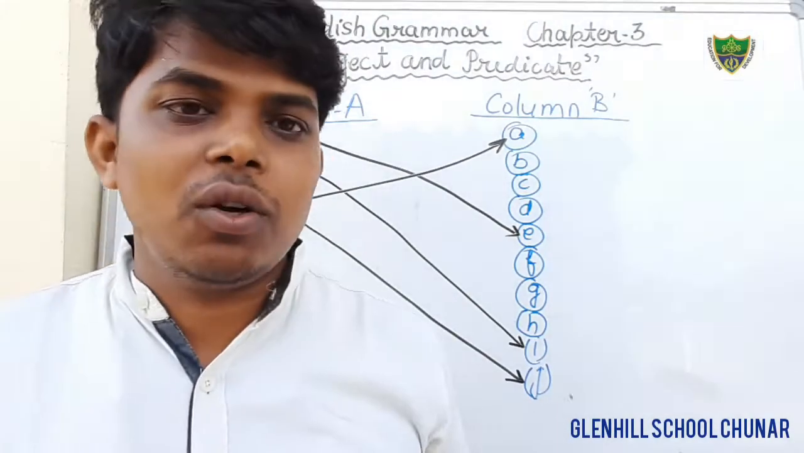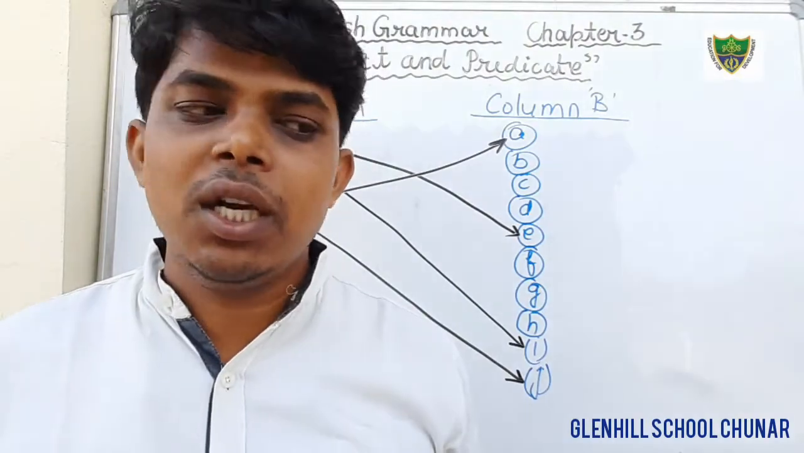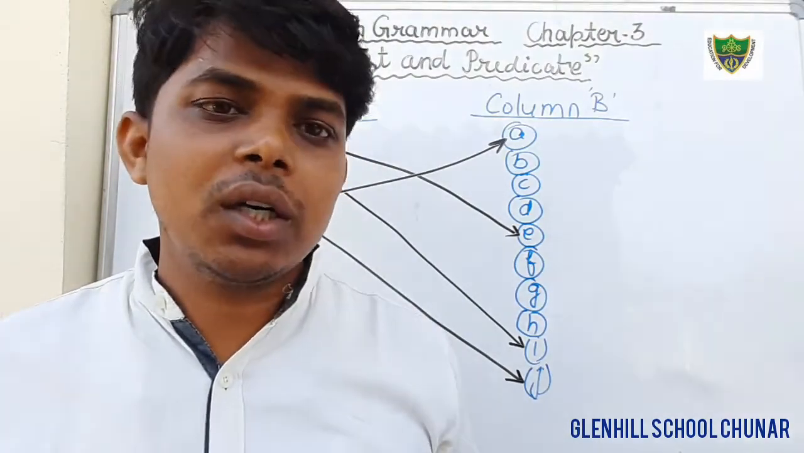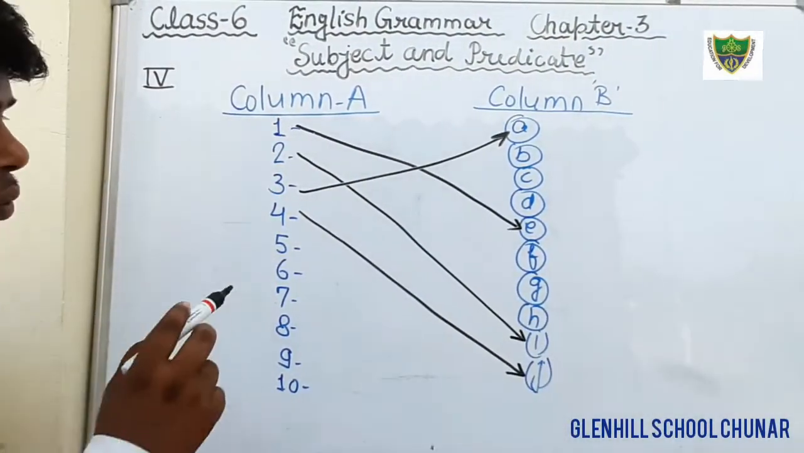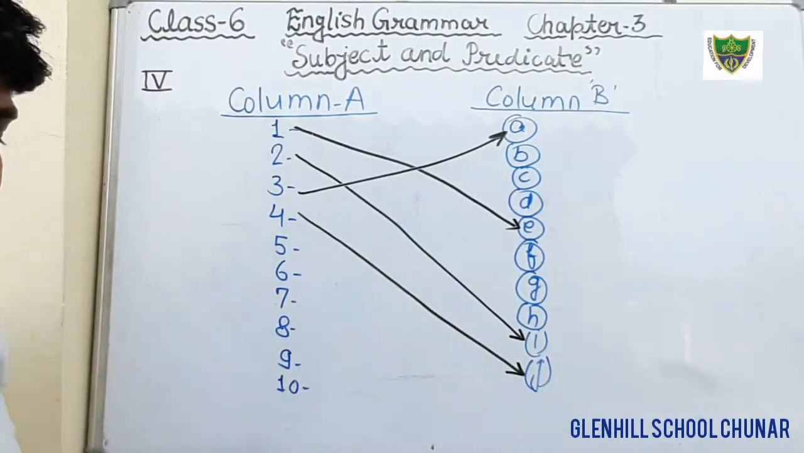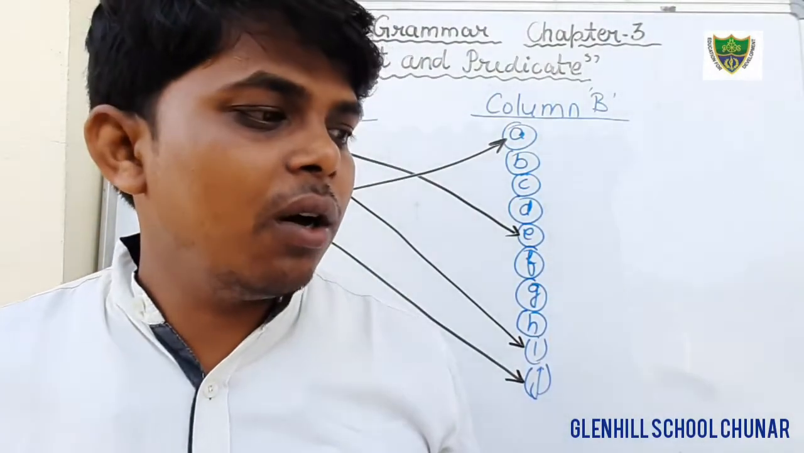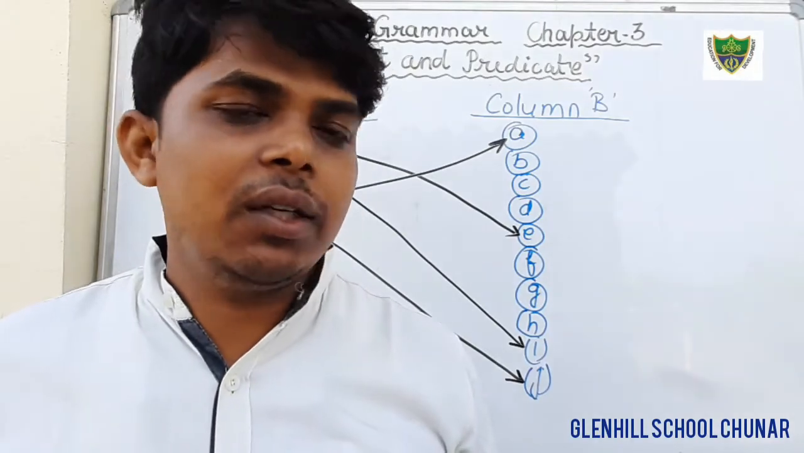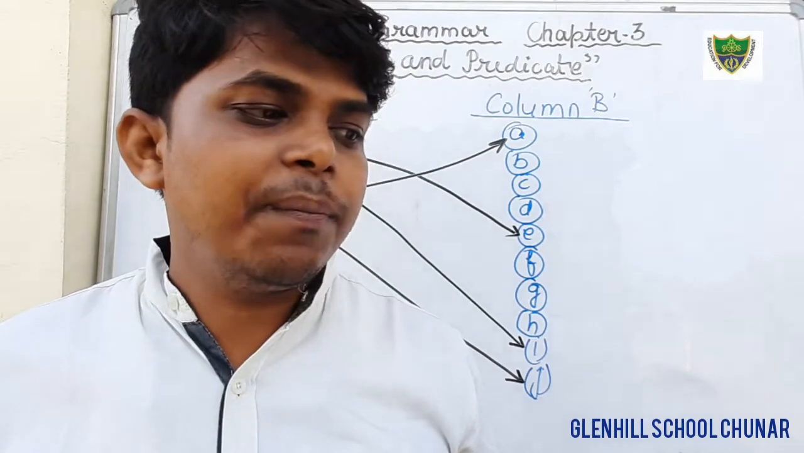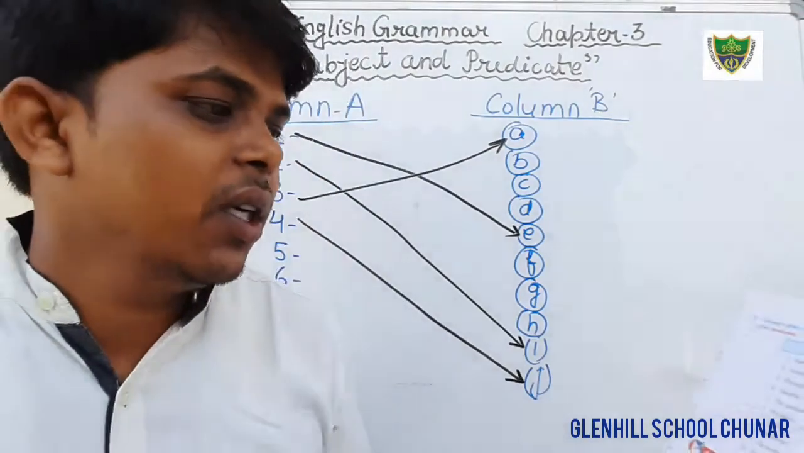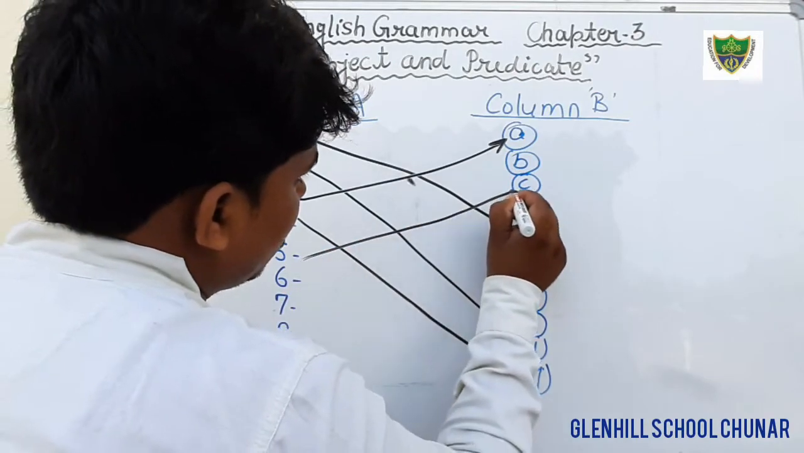Okay students, question number 4, Gandhi ji, you will match with option number J, that is, was a great leader. Just match it. And now the next question, the gardener. The fifth subject given is the gardener. We will match it with the predicate is plucking the flower. Question number 5 you will match with option number C.